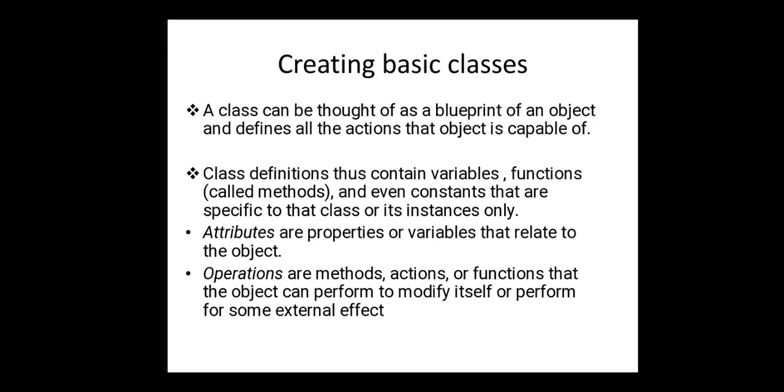Okay, a class can be thought of as a blueprint of an object and defines all the actions that object is capable of. Class definition thus contains the variables, functions and even the constants that are specific to that class or its instances only. Attributes means the properties or the variables that relate to the object. Operations are methods, actions or functions that the object can perform to modify itself or perform for some external effect.